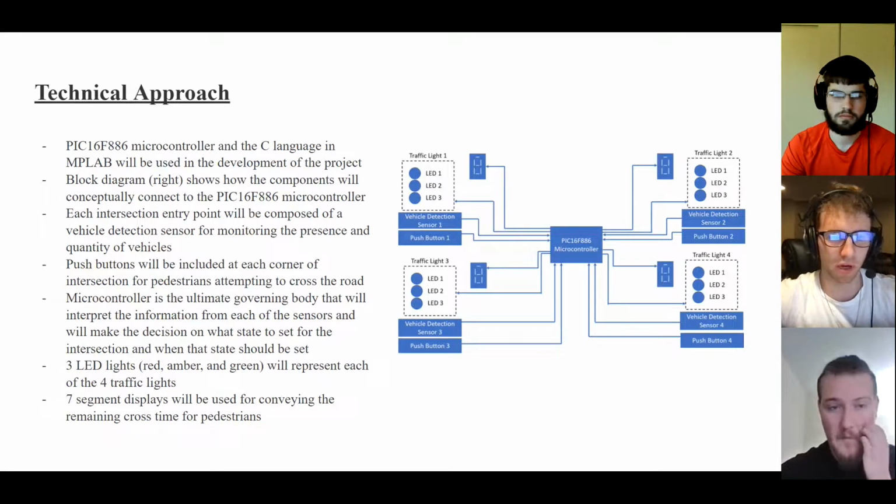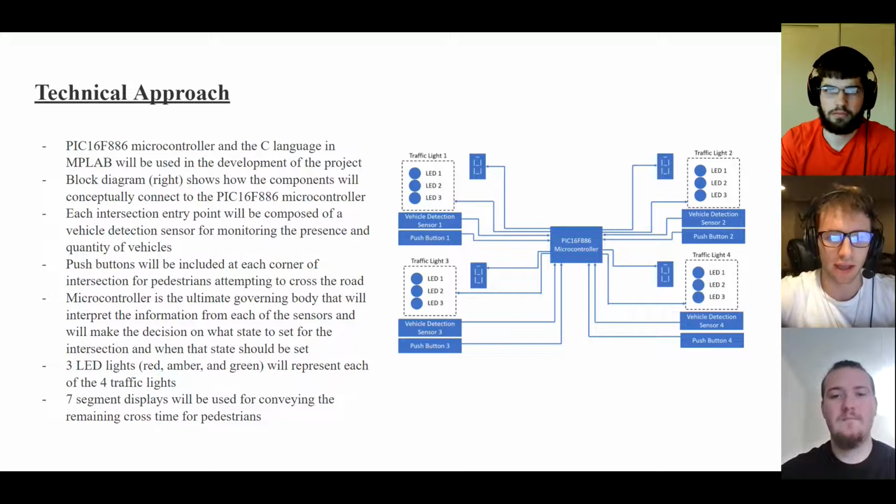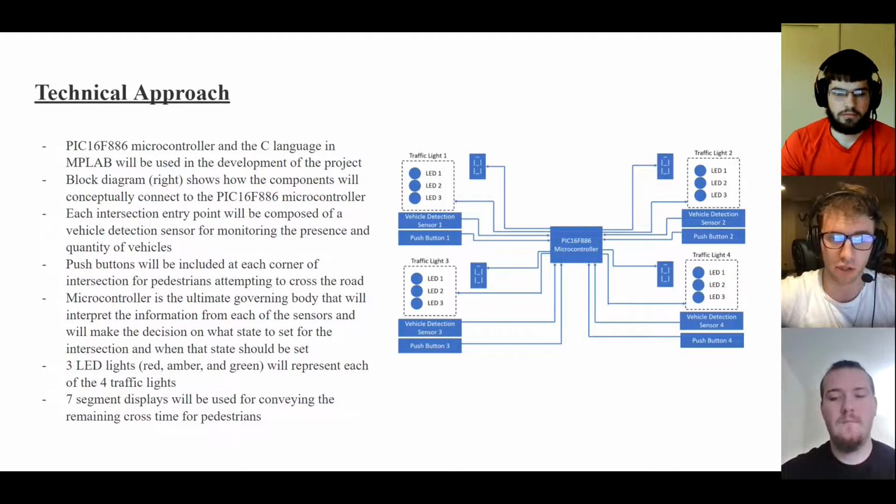So for the development of this project, we will be using the PIC16F886 microcontroller and the C language in MPLab. The block diagram to the right shows how the components of this system will conceptually connect to this microcontroller. Each intersection entry point will be composed of vehicle detection sensors for monitoring the presence and quantity of vehicles entering that part of the intersection.